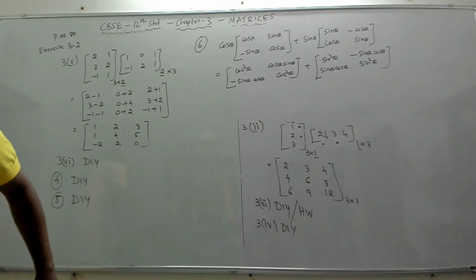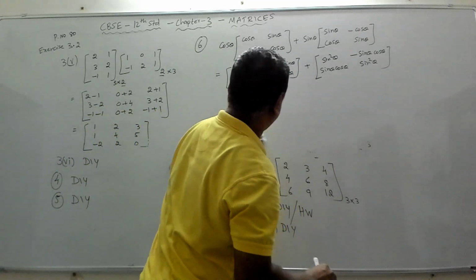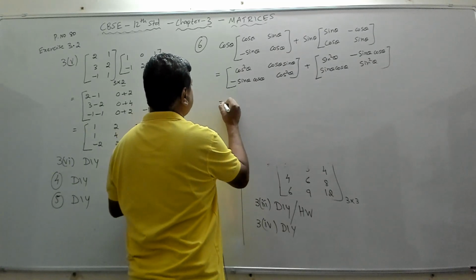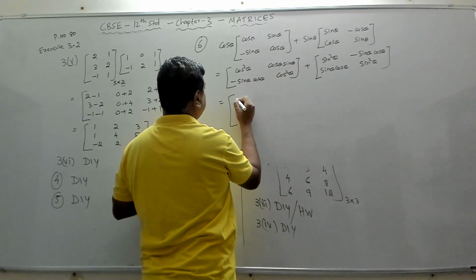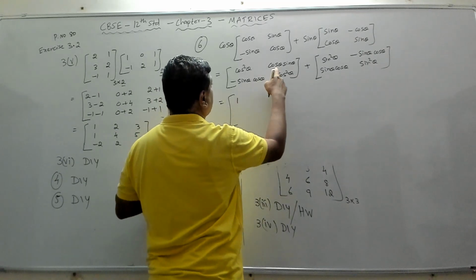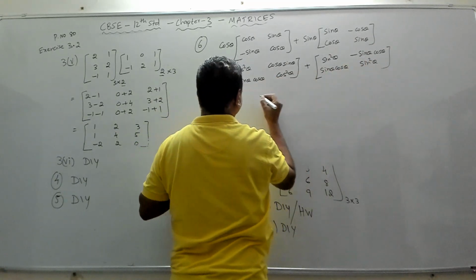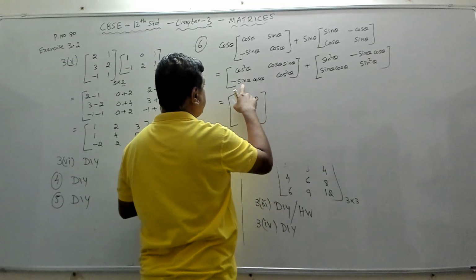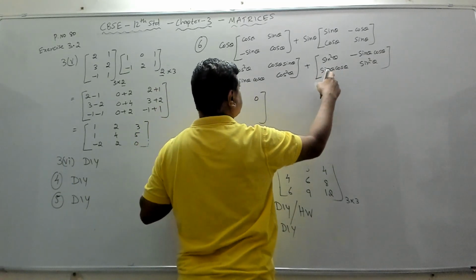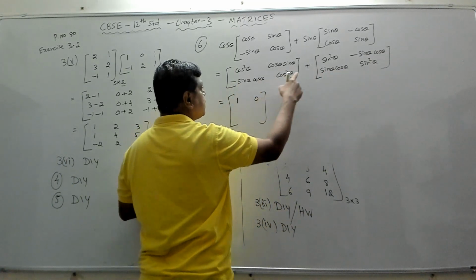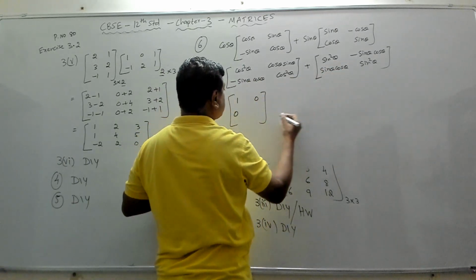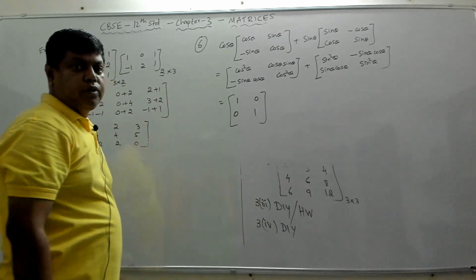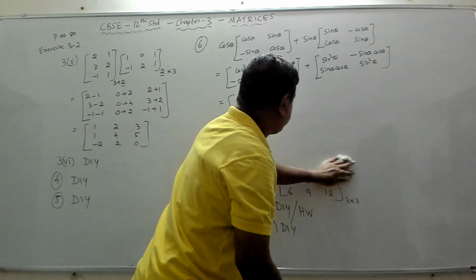So if I simplify further, or if we add them, cos square theta plus sin square theta, right, you get 1. Cos theta sin theta, this is minus cos theta sin theta, that will become 0. And minus sin theta cos theta, this is plus sin theta cos theta, they will get cancelled, you get 0. Cos square theta plus sin square theta is 1, the trigonometric identity, right?